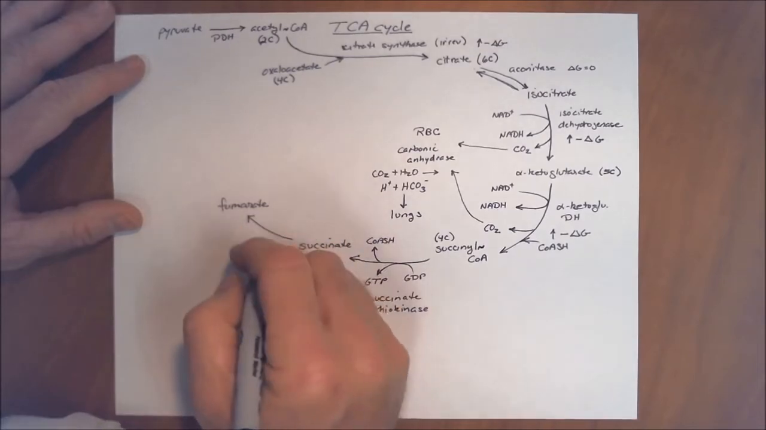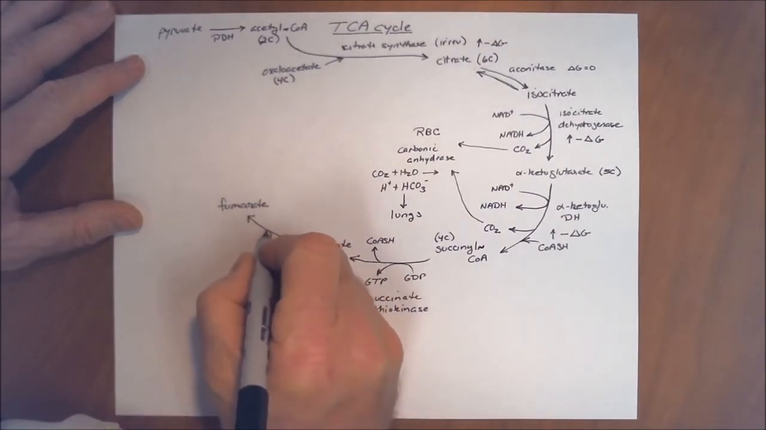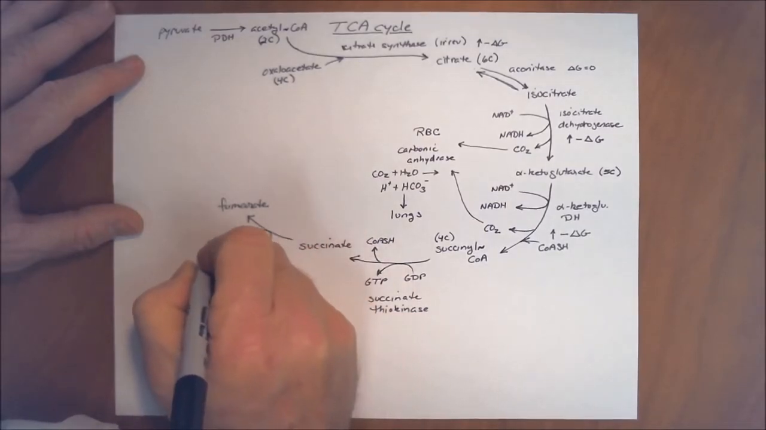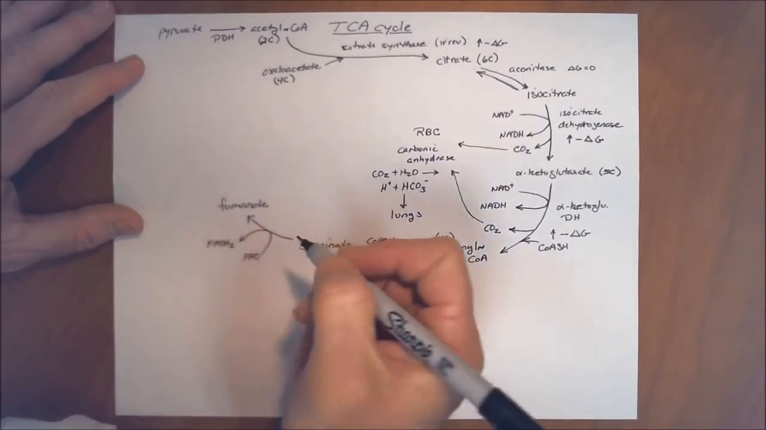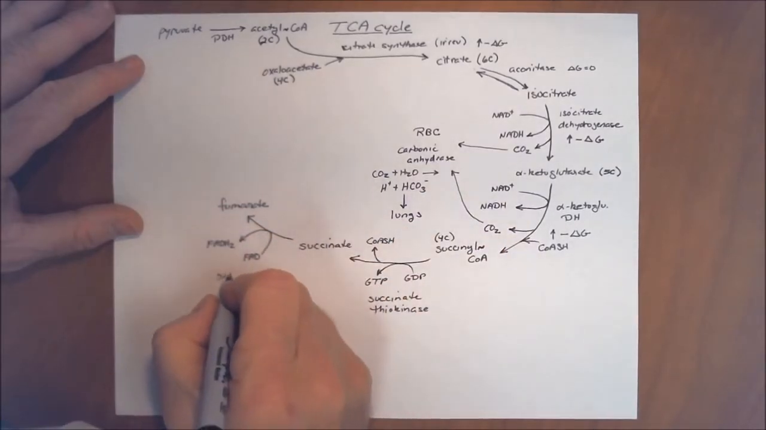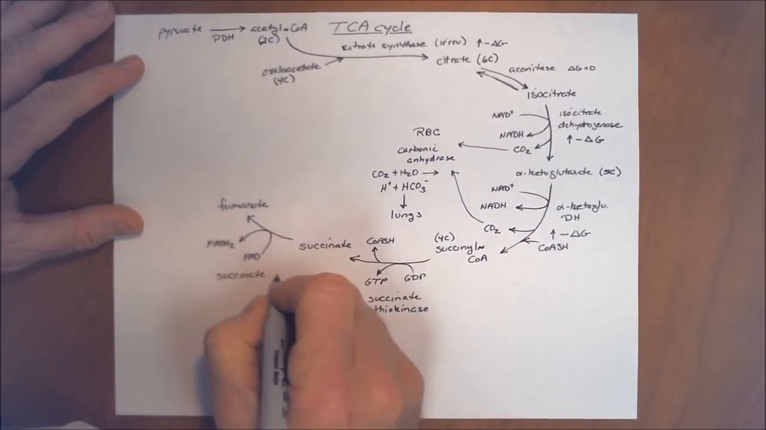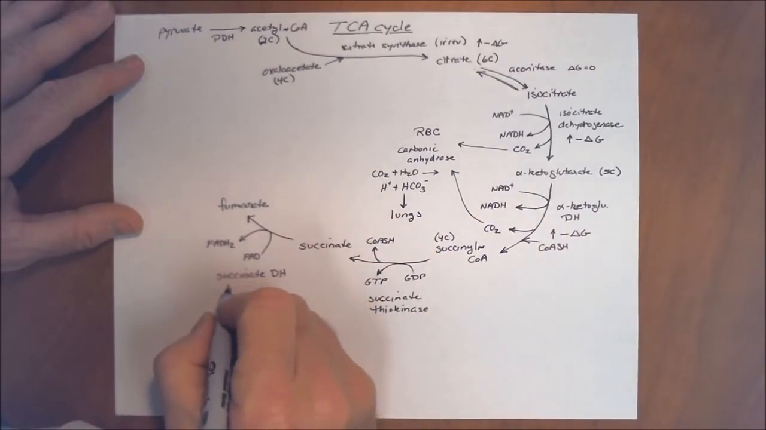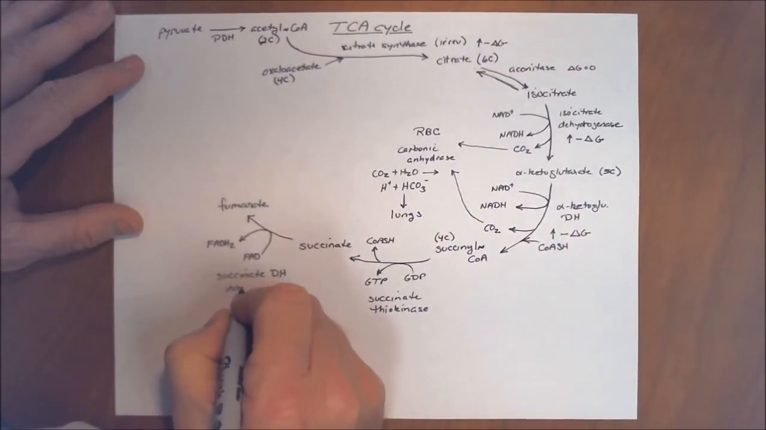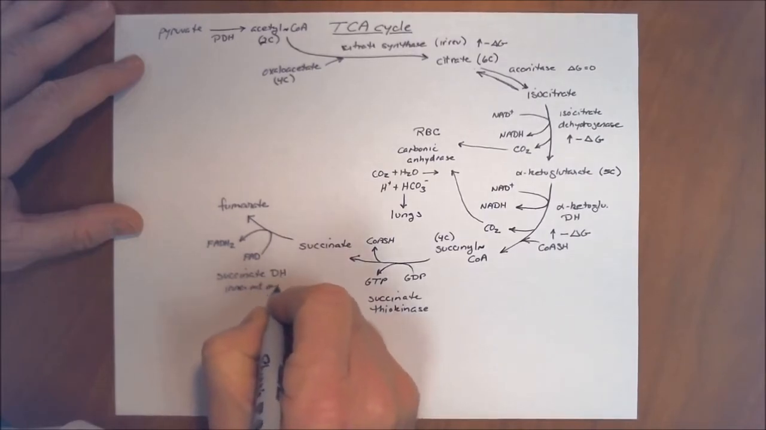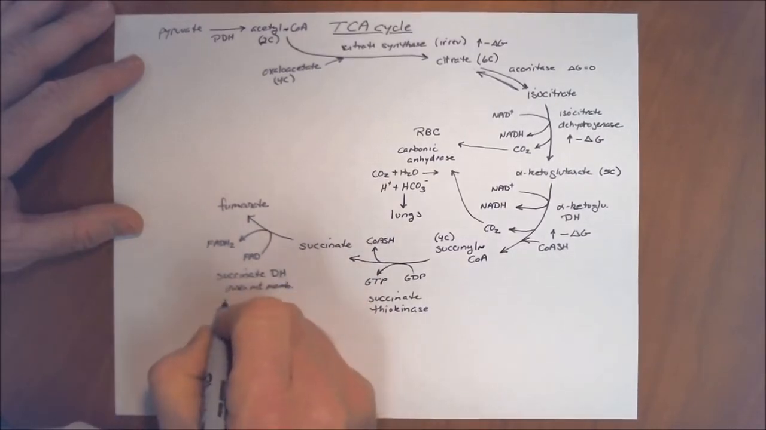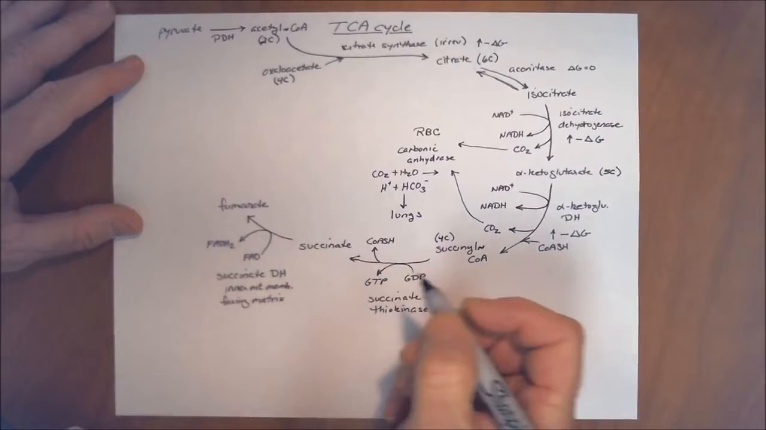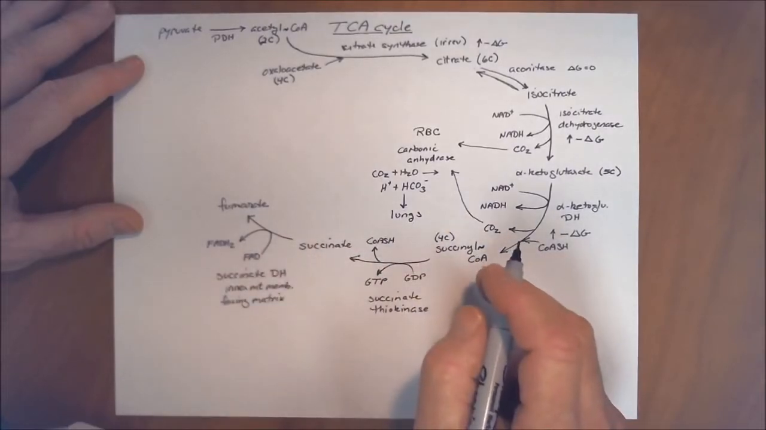To introduce a double bond, we are going to need a special redox system, and this is going to convert FAD to FADH2. This is done by the enzyme succinate dehydrogenase. And this enzyme is unique in that it is embedded in the inner mitochondrial membrane. Of course, it is facing the matrix of the mitochondria, so it has access to the TCA cycle intermediates.